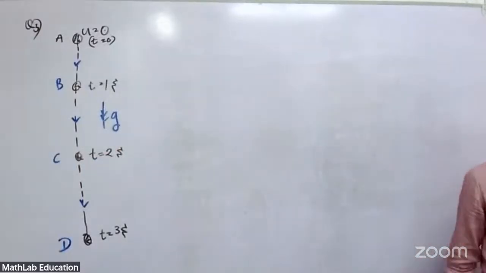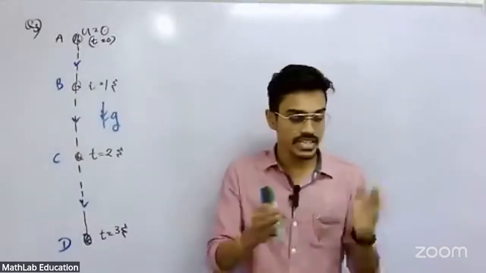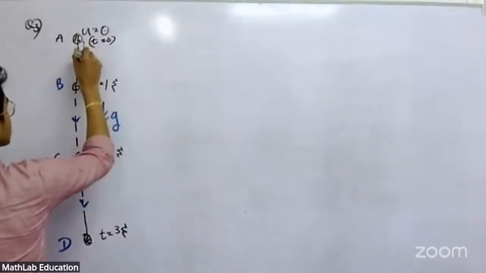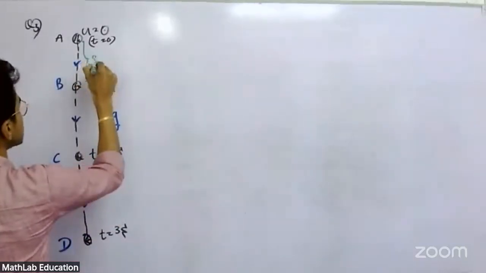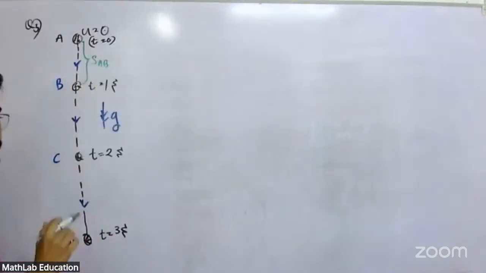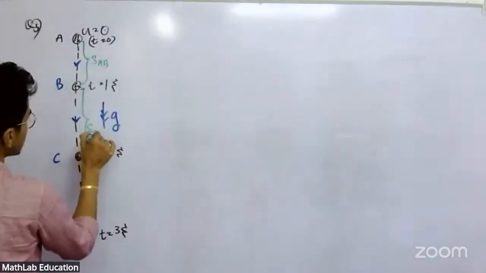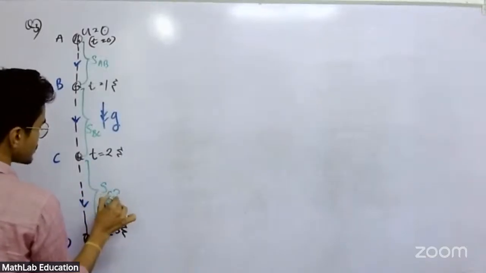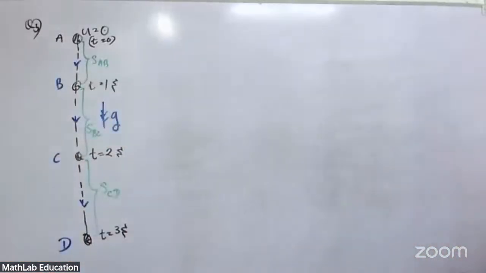Now identify the distances I have asked. What's the ratio among distances covered within 3 seconds? So the distance covered during the first second is this, let's say SAB. Distance covered during the second second of motion is this, from B to C. The distance covered during the third second of motion is this, from C to D. I'm asking about the ratio of these three distances.